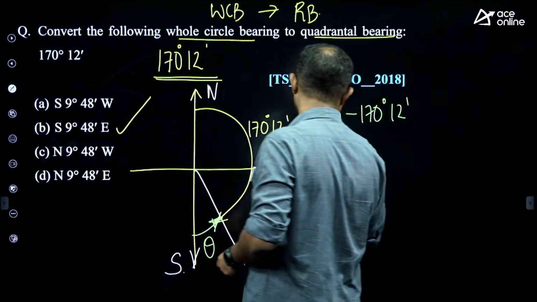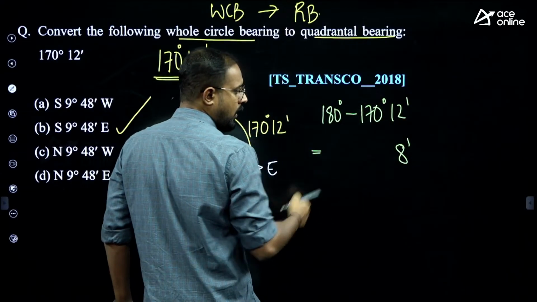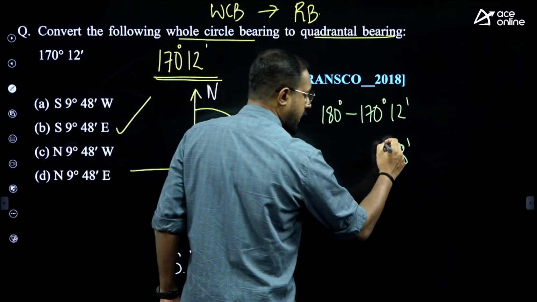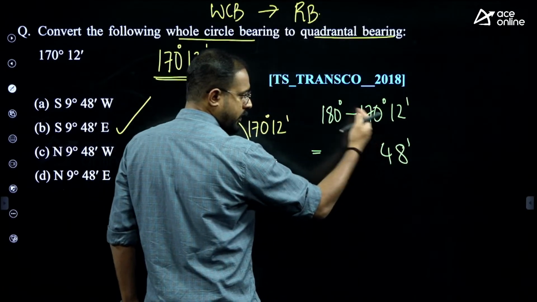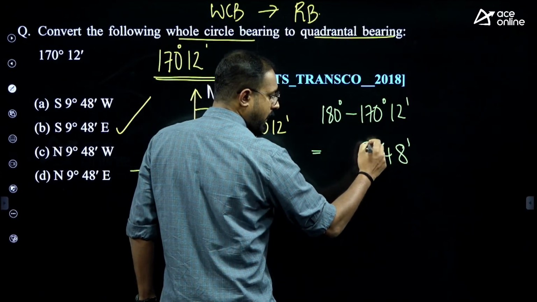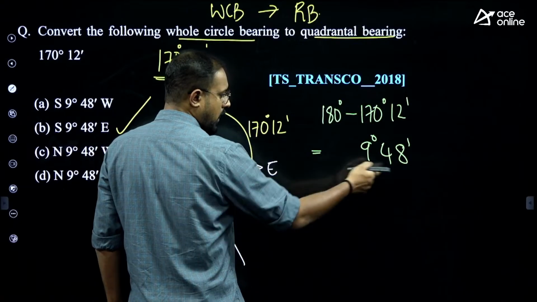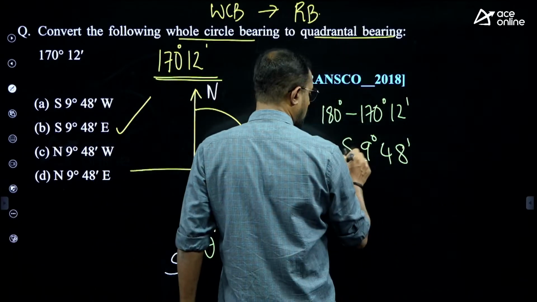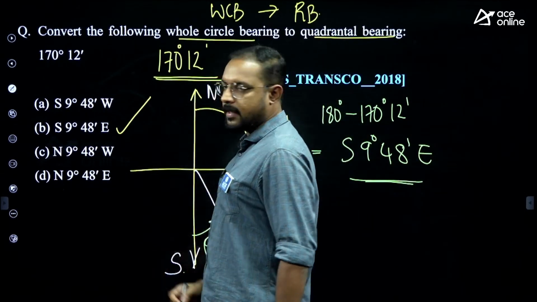So tell me, to 12 minutes, if I add 8 minutes, how much will I get? I'll get 20 minutes. To 20 minutes, you add 40, I'll get 60 minutes, which is 1 degree, which means 71 degrees. 71 degrees plus 9 degrees is 180 degrees. Correct now? Yes. So 9 degrees 48 minutes. Which quadrant? Southeast. So again, we are getting the same answer.